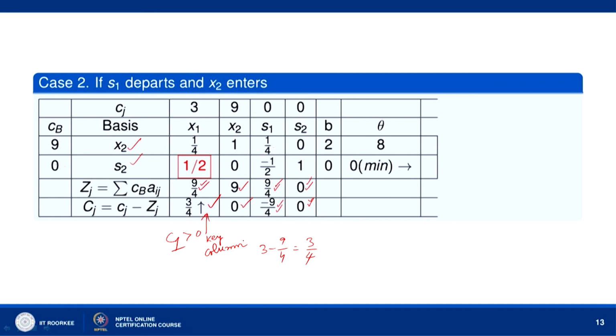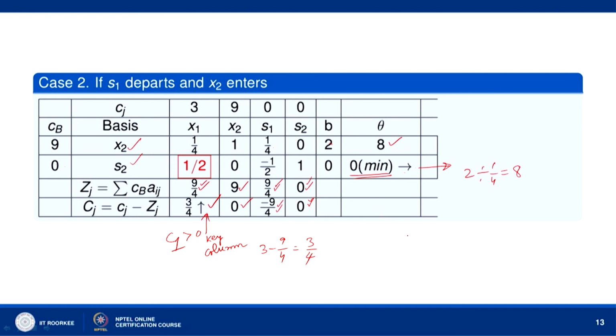Let us find the theta value. So 2 divided by 1 by 4, we will get 8. And here we get 0 divided by half, so we get 0. So the minimum of the value is this 0. So this is kilo. We divide kilo by half.